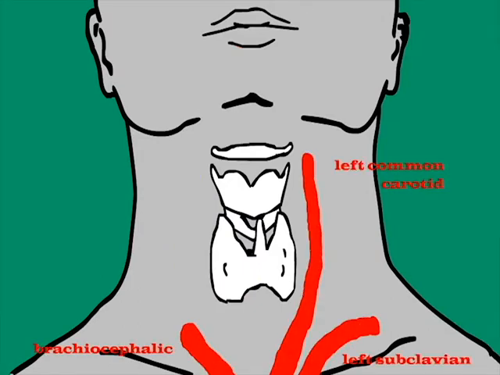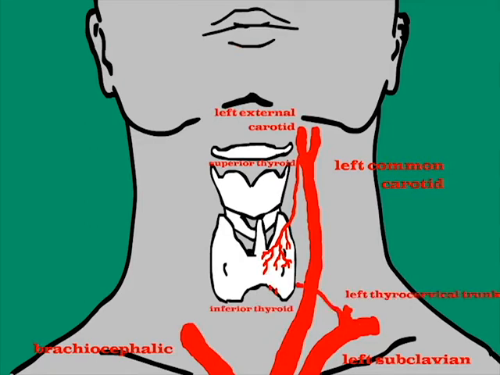For the arterial supply, let's remember the branches of the aortic arch. We have the brachiocephalic, the left common carotid, and the left subclavian. Looking at the left first, the superior thyroid artery is going to come off the external branch of the common carotid. The inferior thyroid artery is going to come off the thyrocervical trunk from the subclavian.